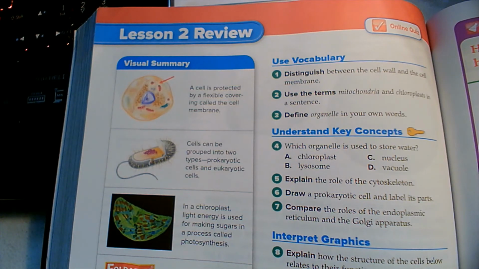Number 4, which organelle is used to store water? We just saw that. It's D, vacuole. Number 5, explain the role of the cytoskeleton. The cytoskeleton provides structural support to the cell. It's made up of many proteins, and we saw some cytoskeleton examples. Number 6, draw a prokaryotic cell and label its parts. That is you on your own, but let me show you an example.